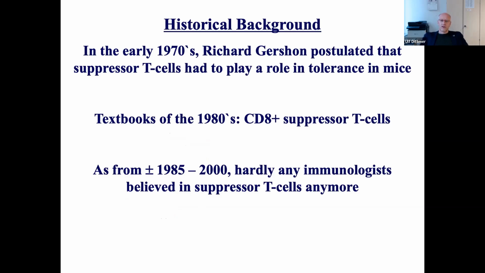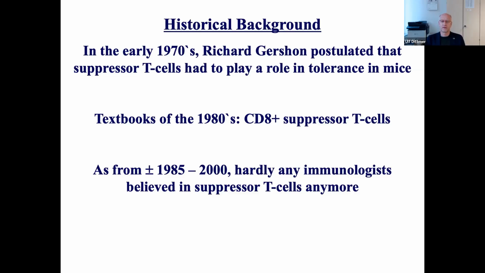Richard Gershon already postulated that actually in the 70s, and then in the 80s there were a number of experiments about this. And if you look at textbooks from the 80s and then early 90s, there's actually always a chapter about suppressor T cells that are claimed to be CD8 positive T cells.